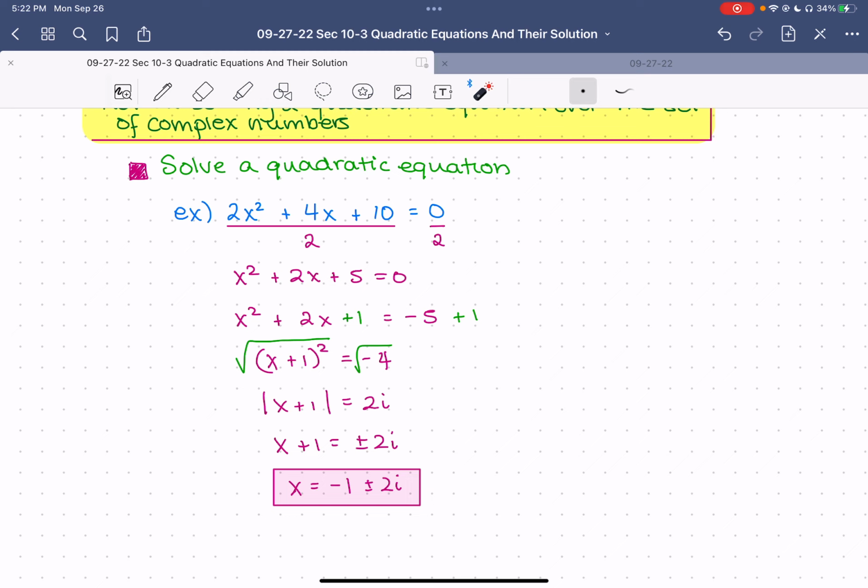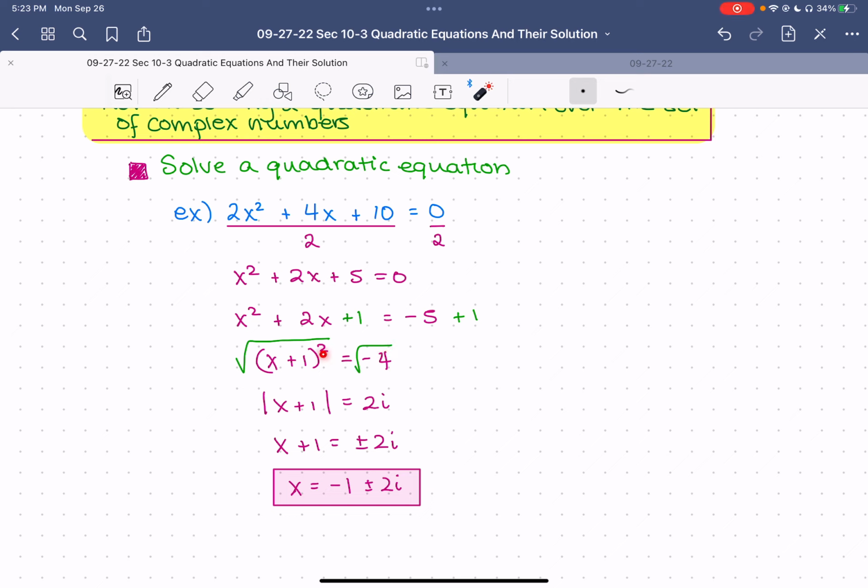I divided everything by 2 to rewrite the equation like this. Move the 5 over to the other side, made it negative 5. Completed the square by taking half of this. Half of 2 is 1, and 1 squared is 1. So I add 1 onto both sides. I can factor and solve. And then I take the square root.